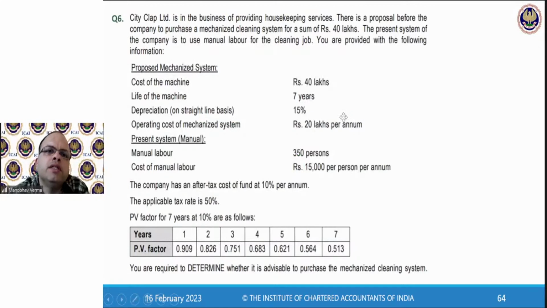Let's look at this question now. City Clap. Okay, so what do we have here? In this company, City Clap is in the business of providing housekeeping services. There is a proposal before the company to purchase a mechanized cleaning system for a sum of 40 lakhs. The present system of the company is to use.